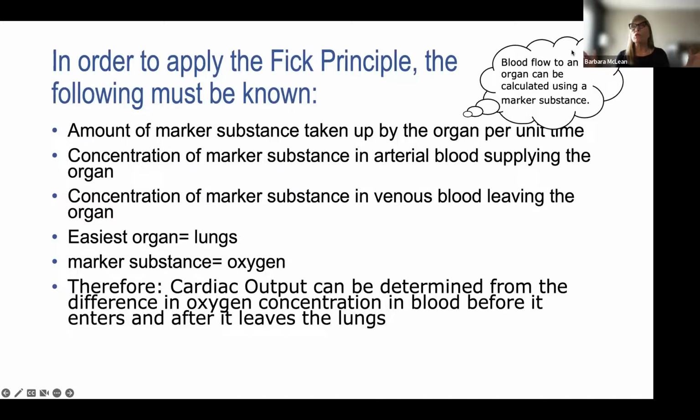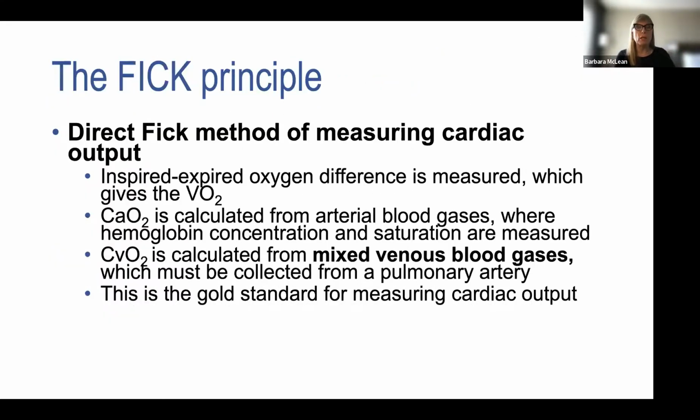We basically just use a substitute, a marker substance. That marker substance is oxygen, and the easiest organ to look at is, of course, the lungs. But what we're going to say is, even with this kind of indirect evaluation and calculation, we're going to find this to be fairly valid. So direct Fick method means that we're looking at inspired, expired oxygen difference and the VO2.